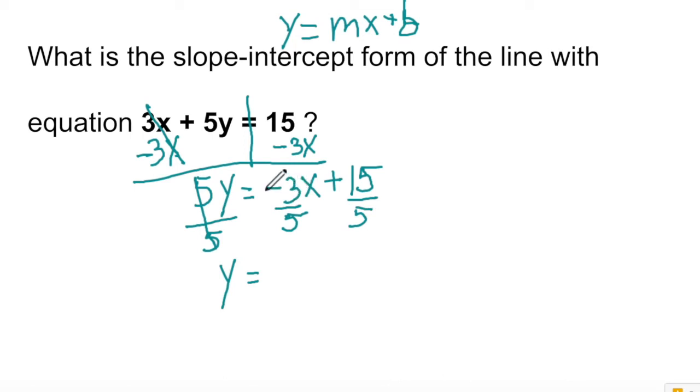So let's see. Here, this doesn't really divide out. So what we get is negative 3/5 times x. So that'll be our m, negative 3/5. That's our slope. Plus 15 over 5. Well, 15 over 5 divides out to 3. So we can say plus 3. That's the y-intercept. Y equals negative 3/5 x plus 3. So that is the slope-intercept form of the line. This fraction is our slope, and the 3 is our y-intercept.